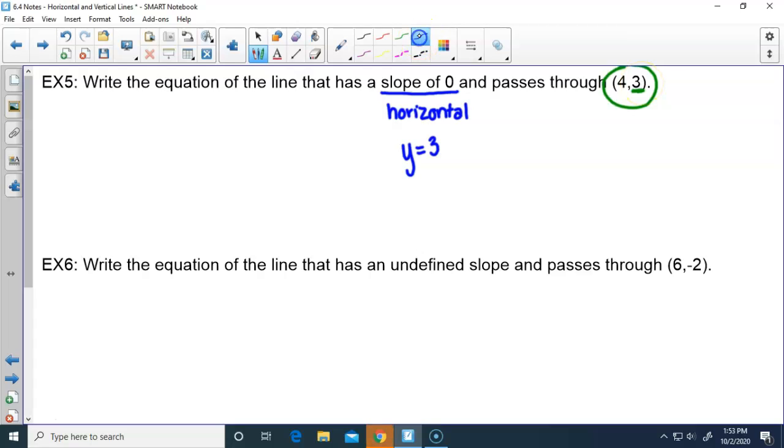For example 6, we have an equation of the line that has an undefined slope. An undefined slope tells us that we're dealing with a vertical line here. And this vertical line passes through the point 6, negative 2. So when we were dealing with a vertical line, it's always x equals a number. We're looking at our point over here, and the x coordinate here is 6. So the equation of this line is going to be x equals 6. Let's continue on.